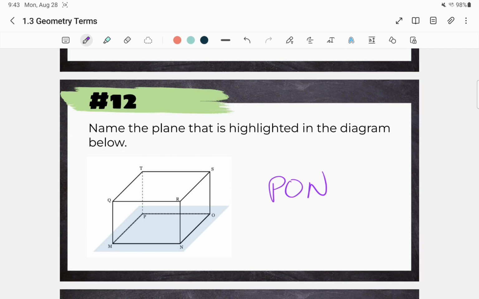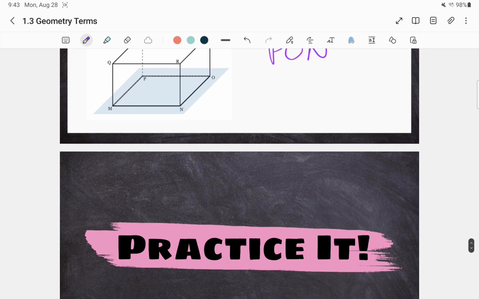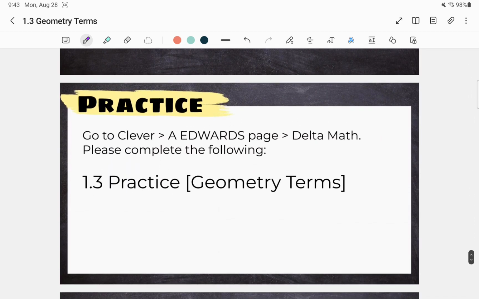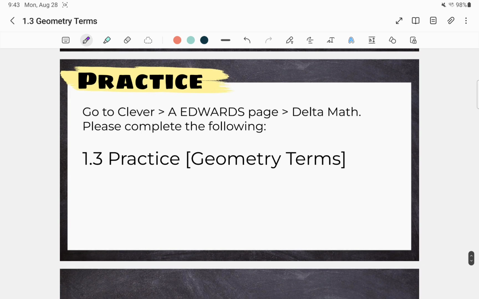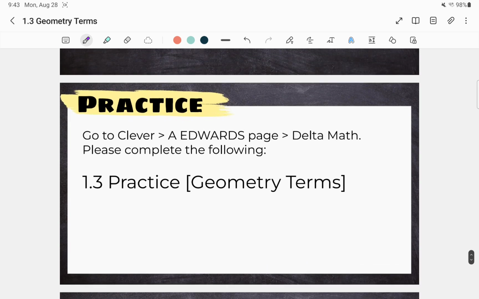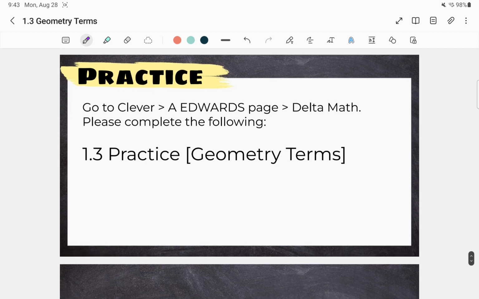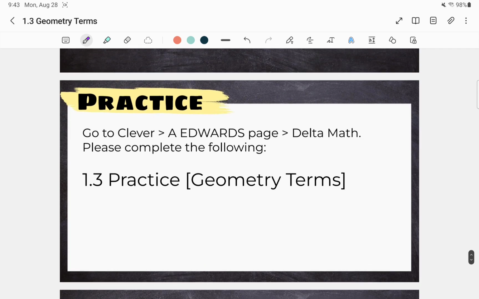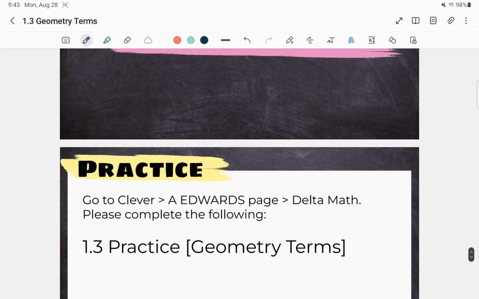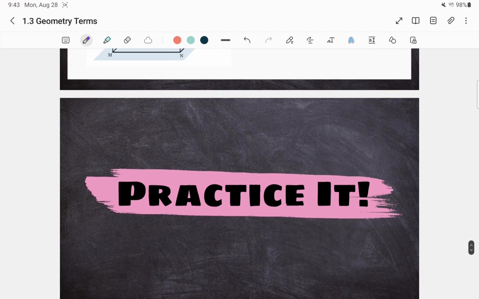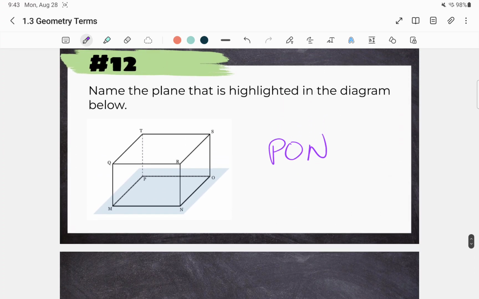All right, so you are going to go ahead and try the practice on Delta Math. There are no more mastery checks. I just changed that because we have exact path now, and we just need to have enough time to get everything in. So no mastery check, just the practice. And then if you have any questions, come find me for next time or during next class.